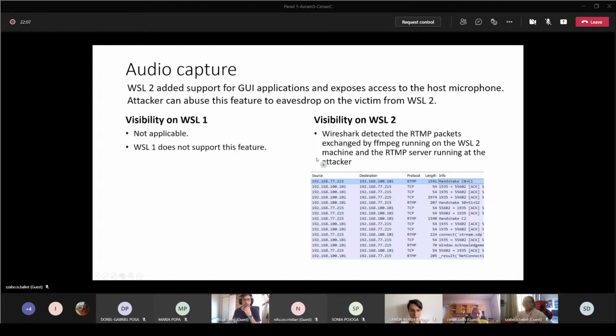Our next command is audio capture. Basically, on WSL2, a new feature was introduced which allows accessing the host microphone of the system. And in this case, we observed no visibility other than the traffic between the attacker's machine and the victim's machine, as you can see here.